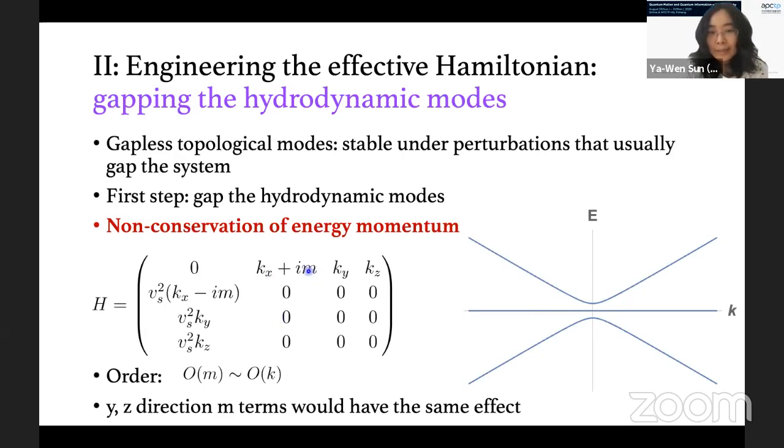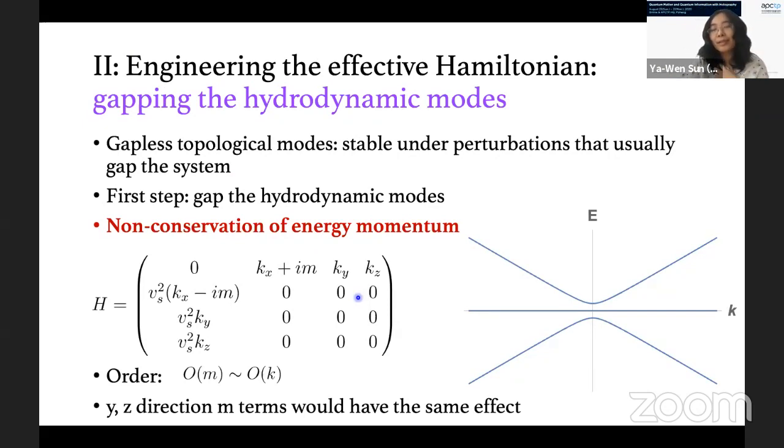And here we add this mass term in the x direction. We could also add them in the y or z directions, and all of them are the same. And we have also chosen the order of m to be of order k. That is, the energy momentum tensor is not conserved, but it's only broken very weakly. So it's still within the hydrodynamic limit. So within my talk, all the parameters will be at the same order of k. So it's the hydrodynamic limit.